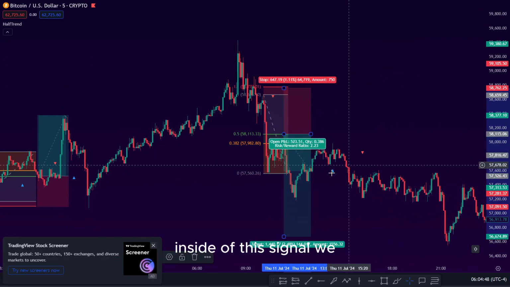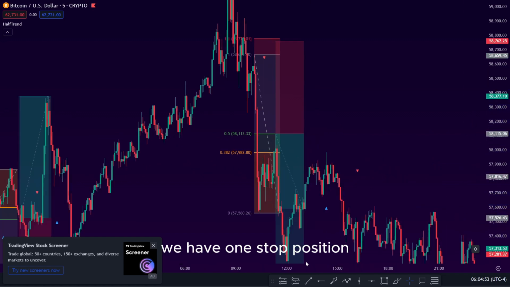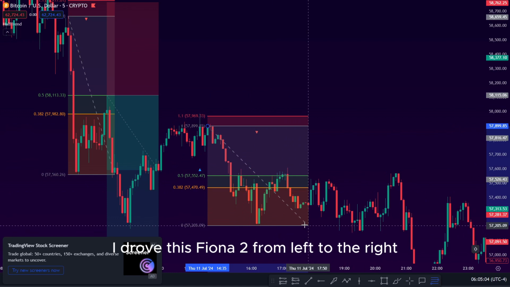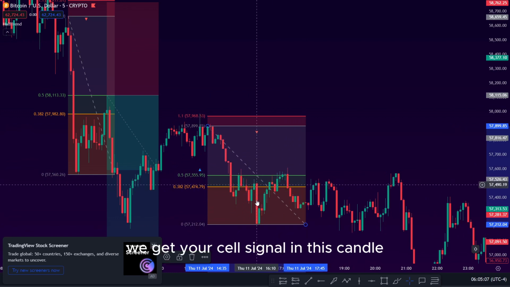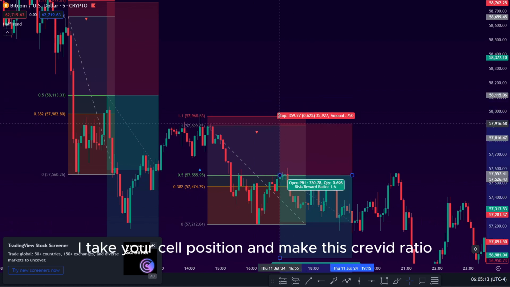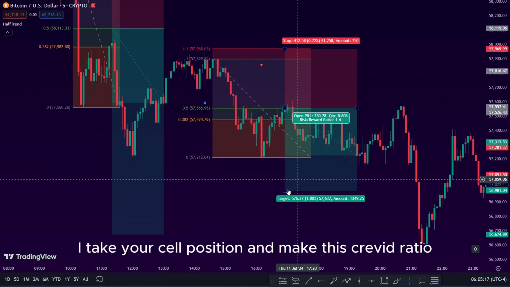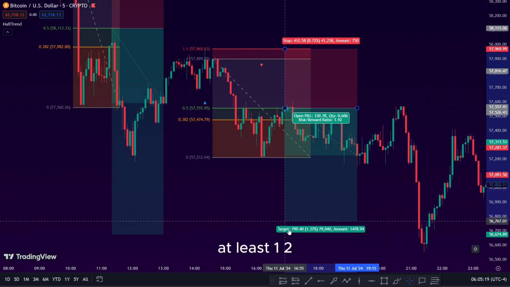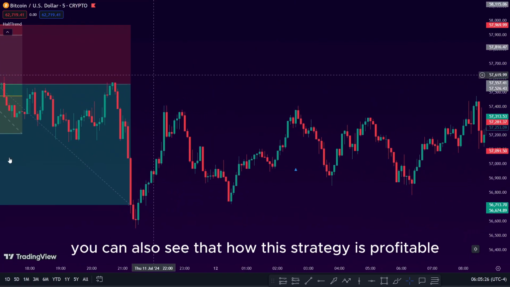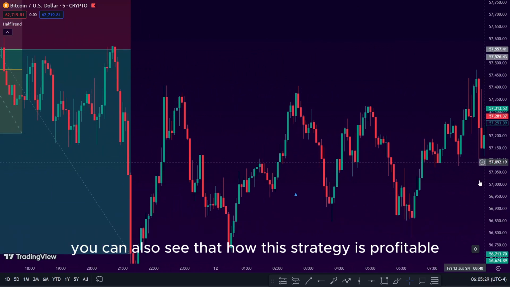Inside of this signal we have one stop position, but we get here sell signal. I draw this Fibonacci tool from left to the right. We get here sell signal in this candle, and when it comes our discount zone, I take here sell position and make risk reward ratio at least 1 to 2. It also gives this risk reward. You can also see that how this strategy is profitable.